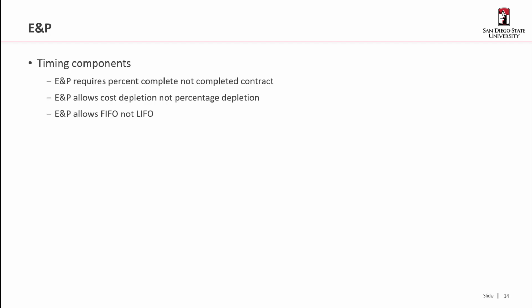Timing components. So we know about percent complete, not completed contract. So that means that you can't wait to recognize the income till the end. E&P allows cost depletion, not percentage depletion. That's just a nuanced form of cost recovery for natural resources. And of course, FIFO, not LIFO.